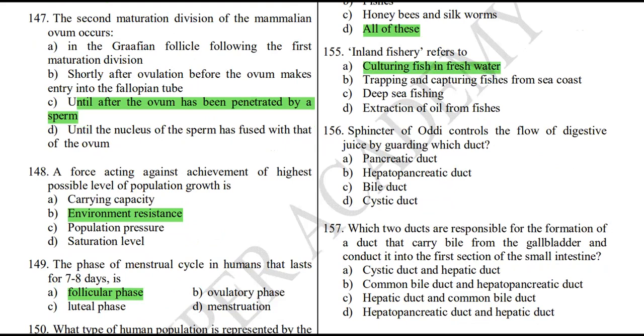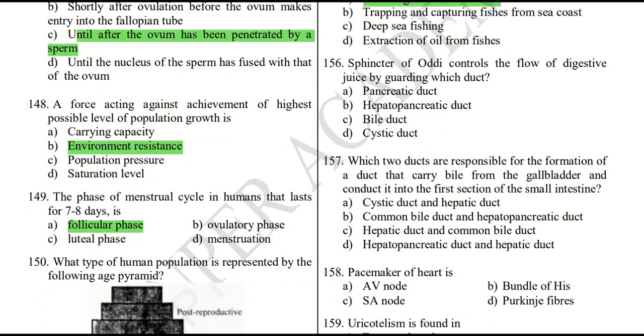Sphincter of Oddi. First we have to understand all the ducts which are present. Suppose this is a gallbladder and this is the liver. This liver is the one which produces bile. Please don't forget, liver produces bile. But gallbladder is the one which stores the bile.